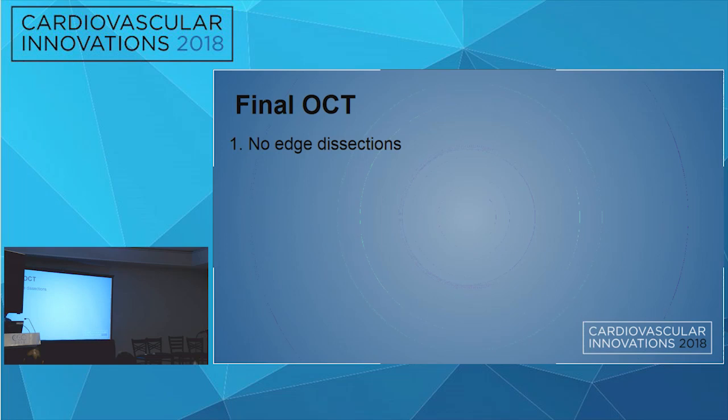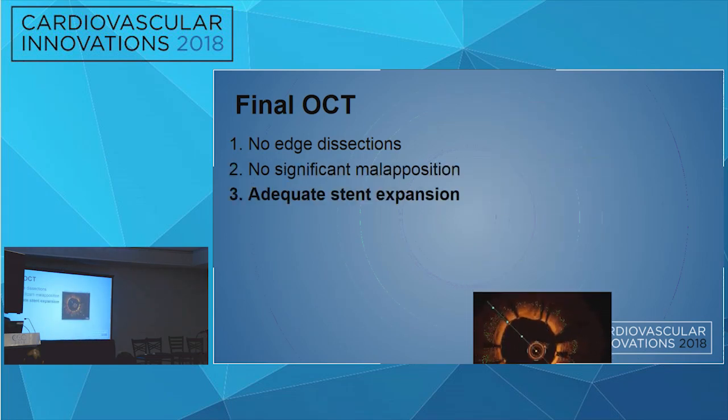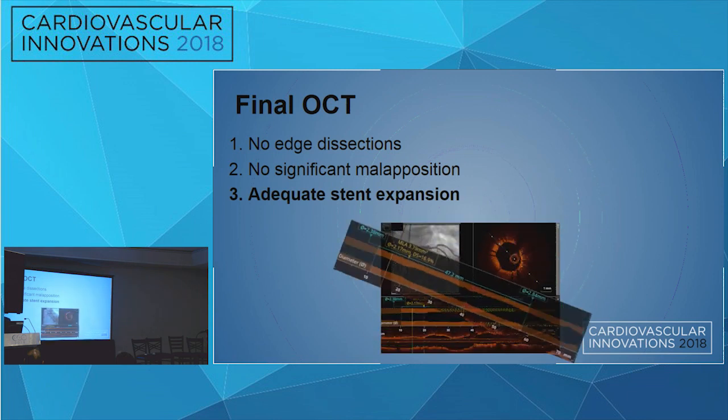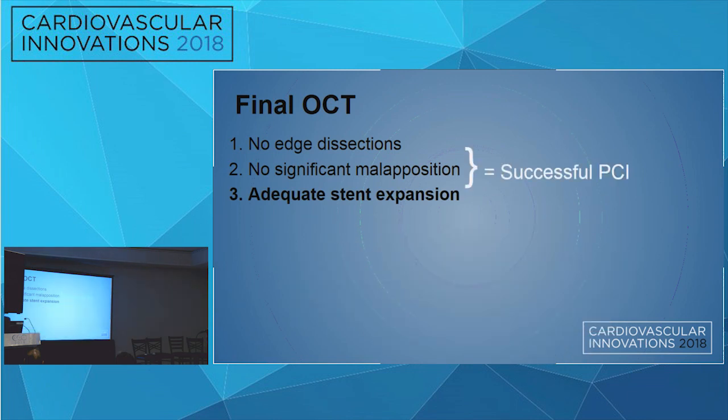Basically, in our final OCT, we had no edge dissections. There was no significant malapposition. And we had adequate stent expansion, which is largely assessed by the lumen profile, and all of this made for a successful PCI. So we avoided a trapped rotablator burr, and we avoided all atherectomy, and we were able to successfully treat this patient, and OCT greatly facilitated us making this challenging case simple.